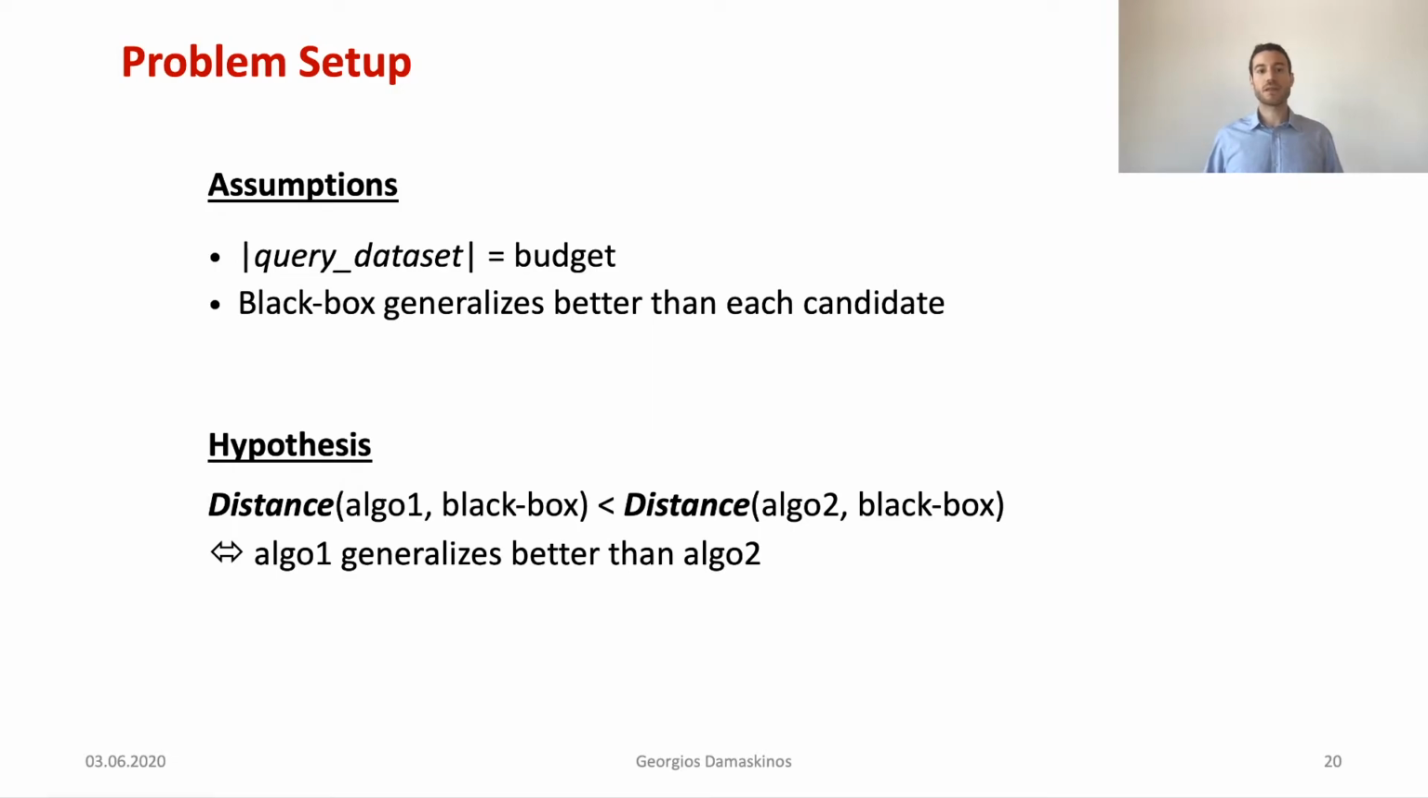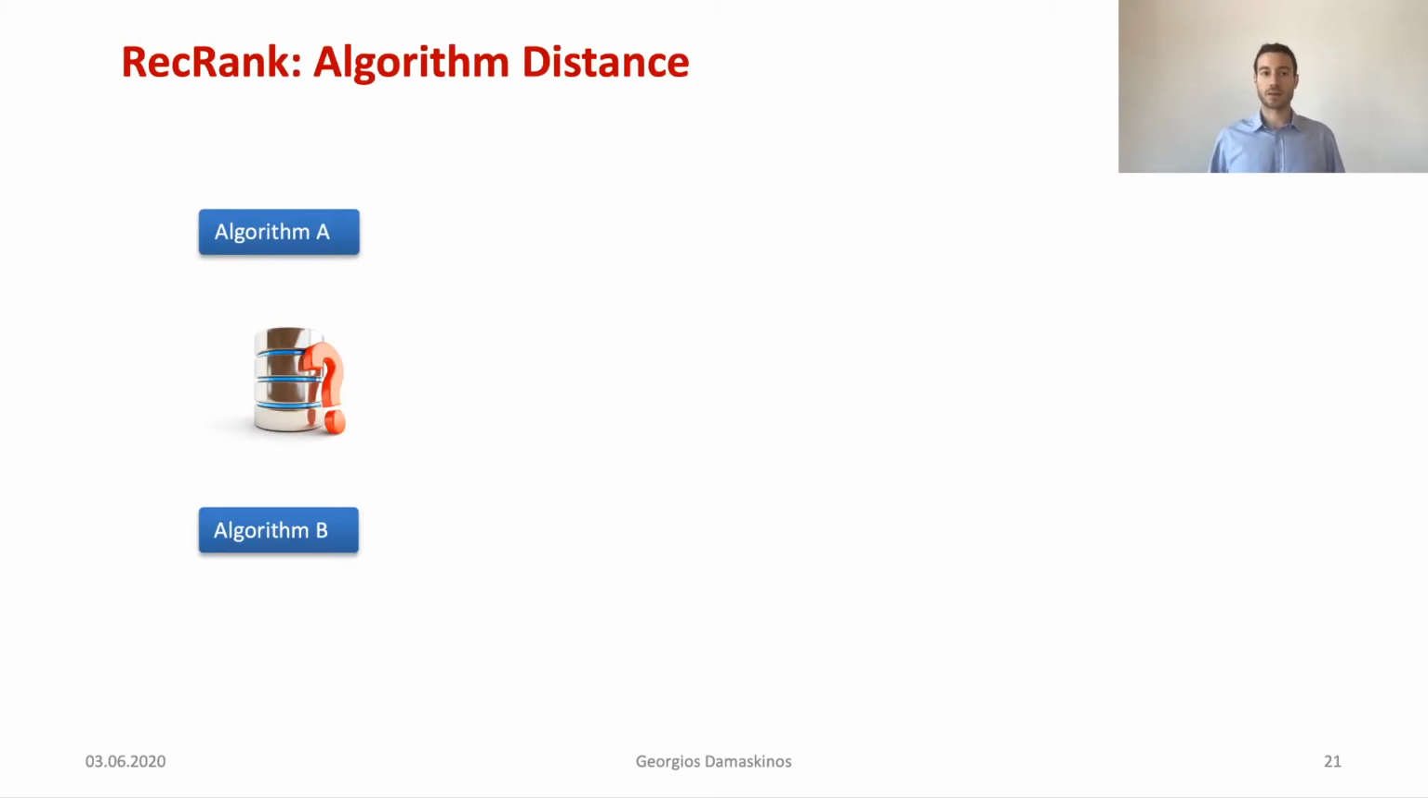Given these assumptions, we make the following hypothesis. The distance metric, as we will define it later, reflects the generalizability of the algorithms. For example, if the distance of algorithm 1 with a black box is smaller than the distance of algorithm 2 with a black box, this means that algorithm 1 will provide better recommendations than algorithm 2. Based on this intuition, we propose RecRank.